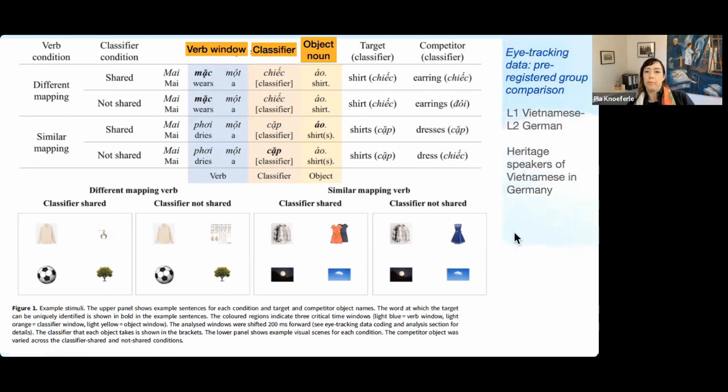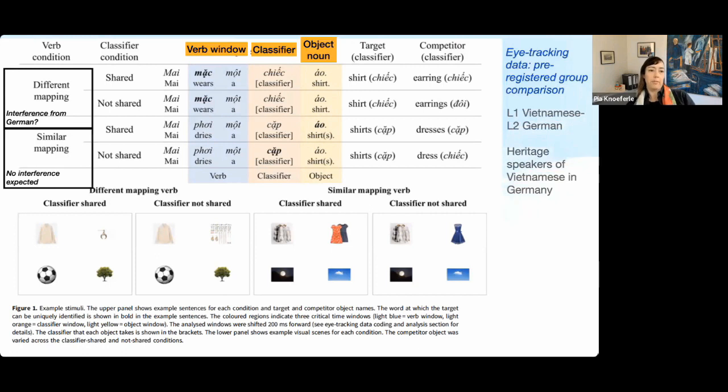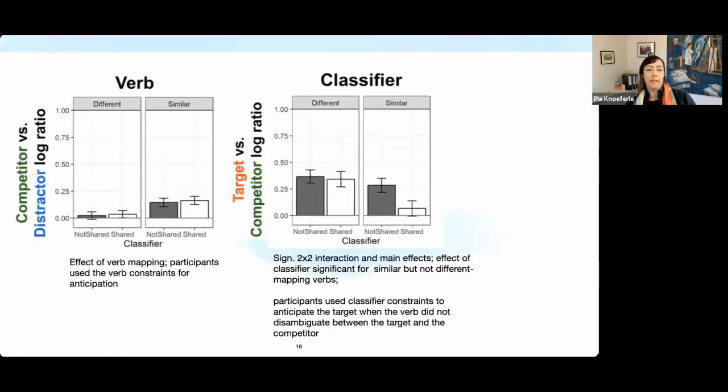And so the question is, would we see in both groups anticipation as a function of the language knowledge and the different disambiguation points? And then would you get an interaction with the language background, with participant group? So you've got a different mapping where you might see interference from German, and a similar mapping where you expect no interference from German. Let's have a look at the results here.